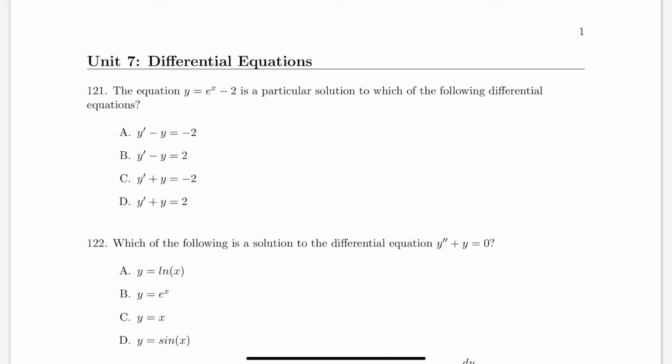We have Unit 7 and there's only 10 questions for this one. In Unit 8 we'll have 20 and then the calculator problems are going to have about 25. So again, just a reminder, all of these questions should be done without a calculator. So let's just jump straight into it.